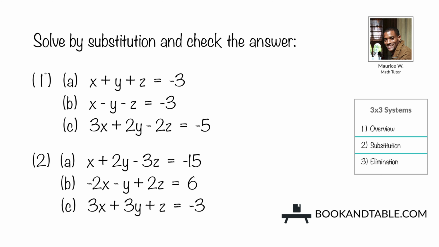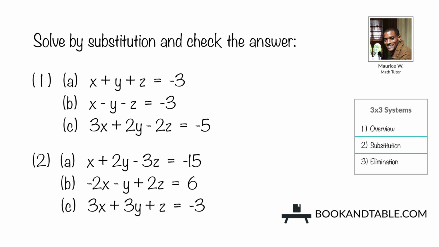Question number 1. Equation A, x plus y plus z is equal to -3. Equation B, x minus y minus z is equal to -3. And equation C, 3x plus 2y minus 2z is equal to -5.